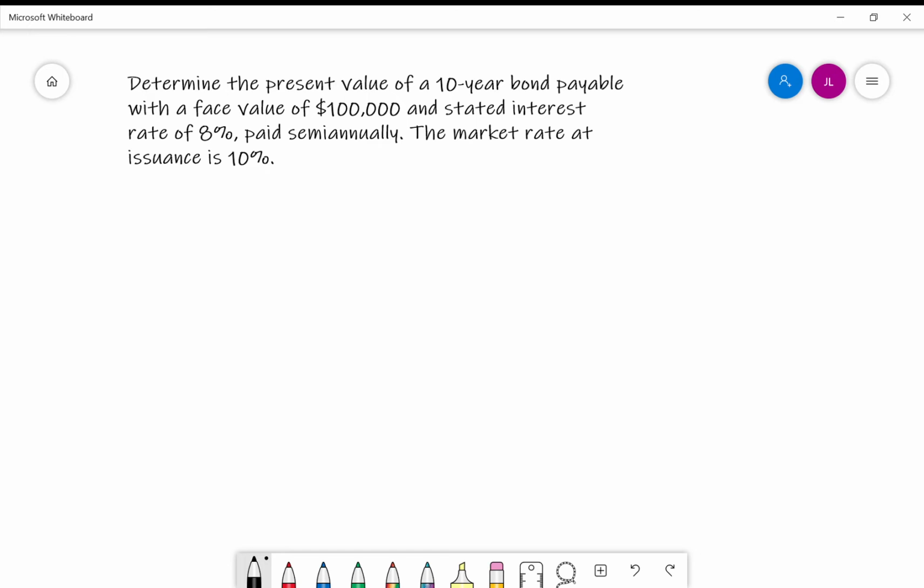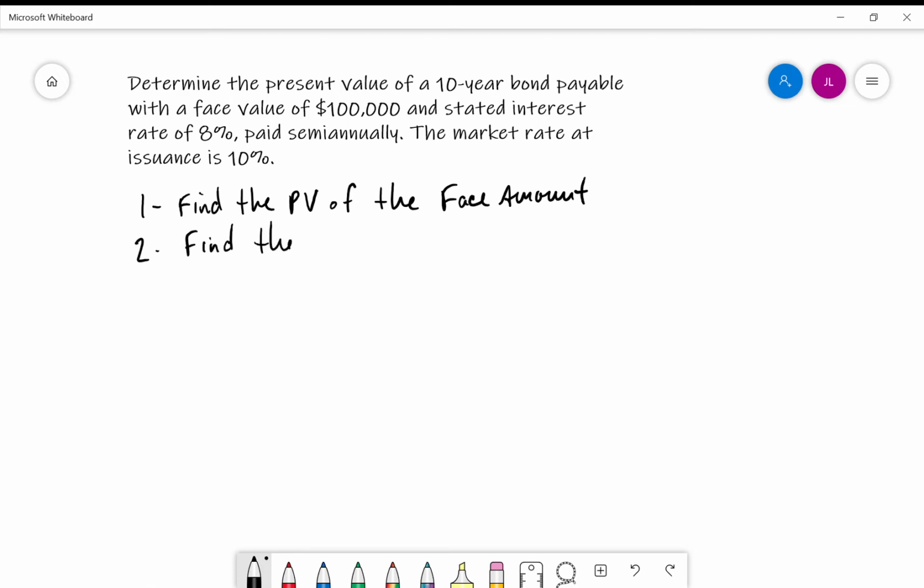So when we're thinking of bonds here, a couple things we have to keep in mind. Number one, we have to find the present value of the face amount of the bond. And number two, we have to find the present value of the interest, and sometimes they call these coupon payments of the bond.